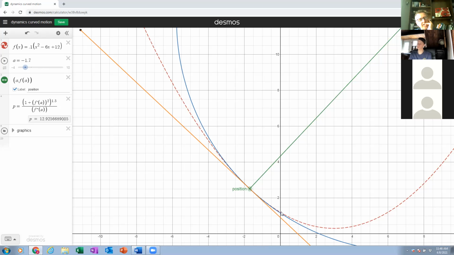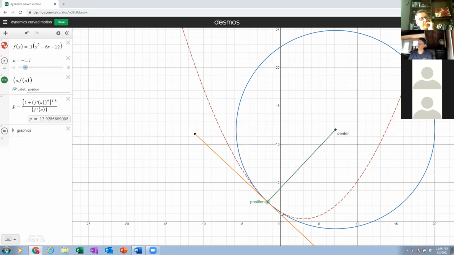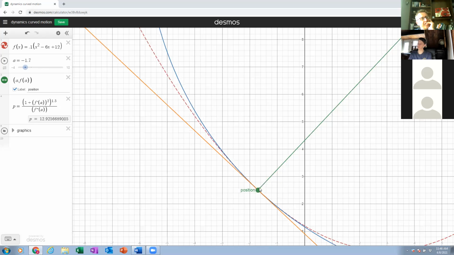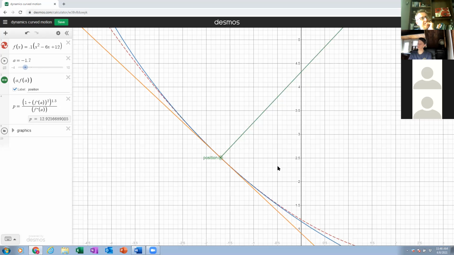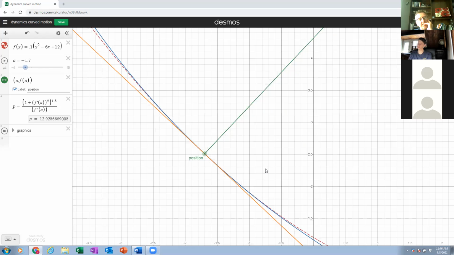In other words, you're traveling on a circle, and that blue circle is the circle. There's the center of the circle, and there's the giant circle. And so at least for a second, you notice how closely that circle is an exact match to the parabola? Now, does it stay exactly the same? No. See how it starts to depart down here?